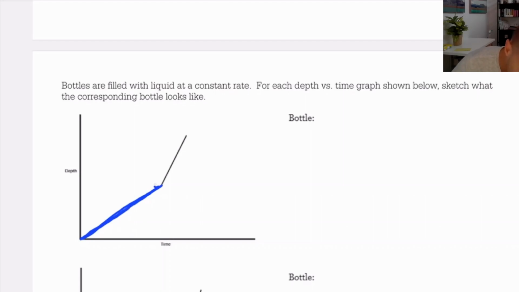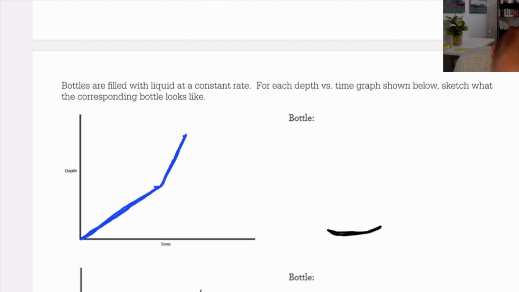Okay? But then I see another line segment right after. So I know that the bottle also is going to be having a constant width there. It's just that, okay, it's rising faster than it was at first. At first it was rising slower, so that means it was wider. So the corresponding bottle will be wider.